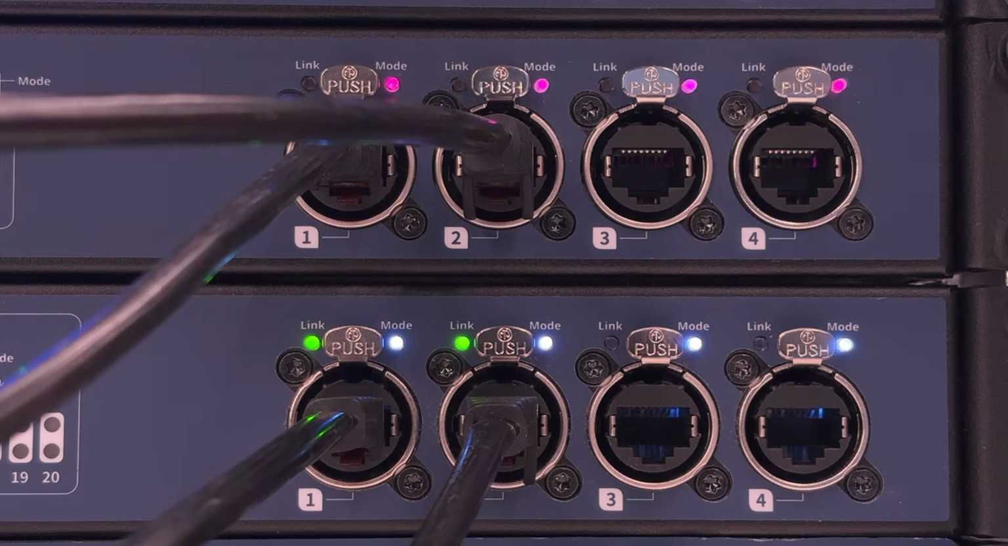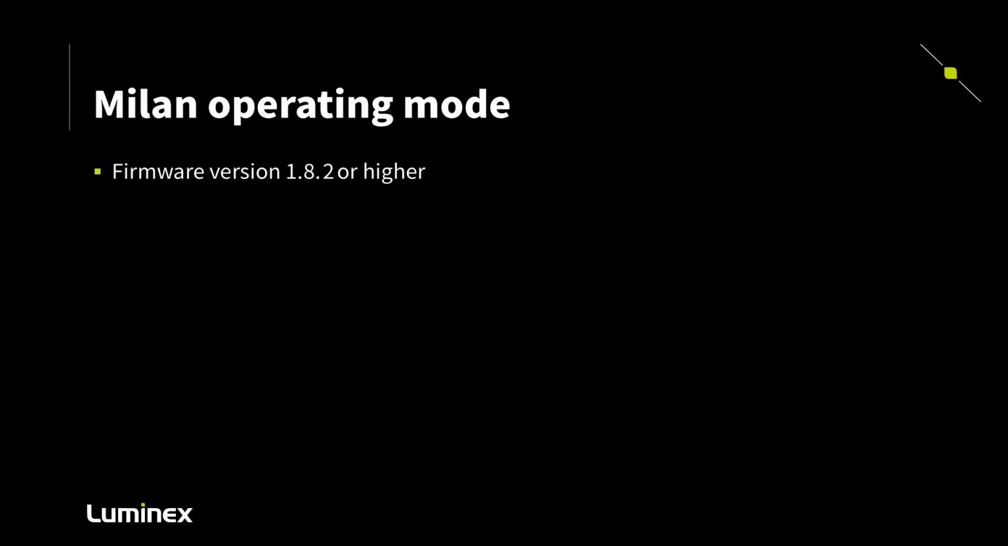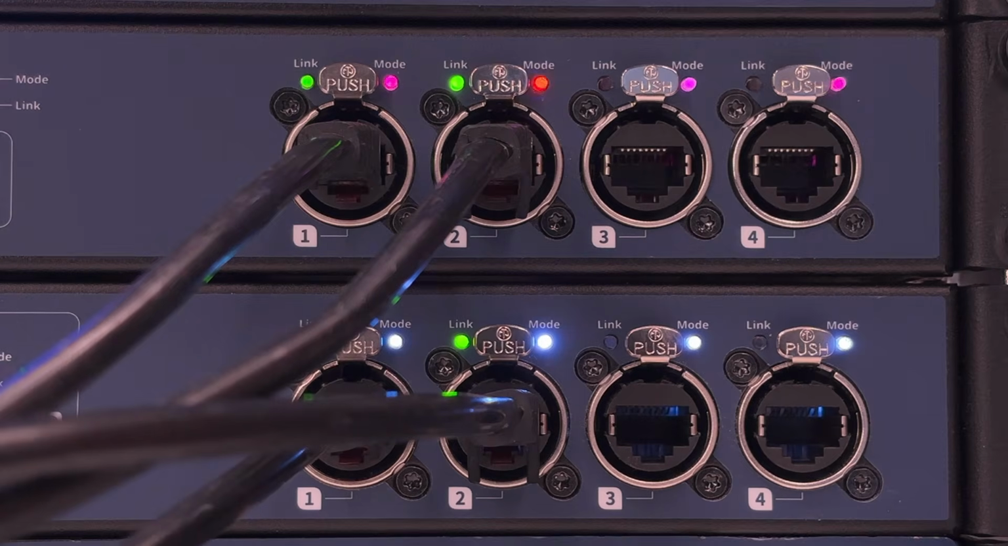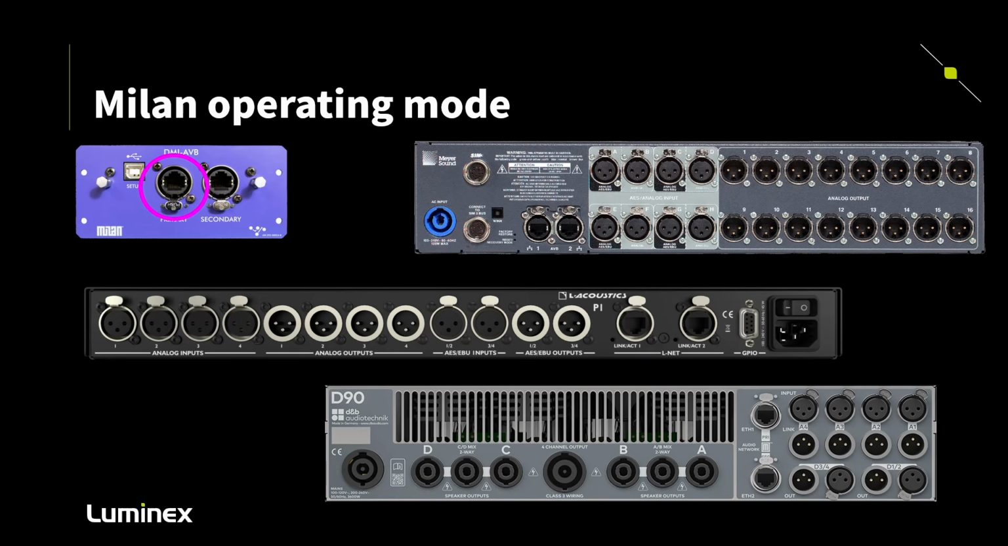In this video, we'll introduce the Milan operating mode, available starting from firmware version 1.8. With Milan operating mode, the switch actively inspects Milan traffic to determine whether connected Milan devices in redundant mode are using their primary or secondary network interfaces.